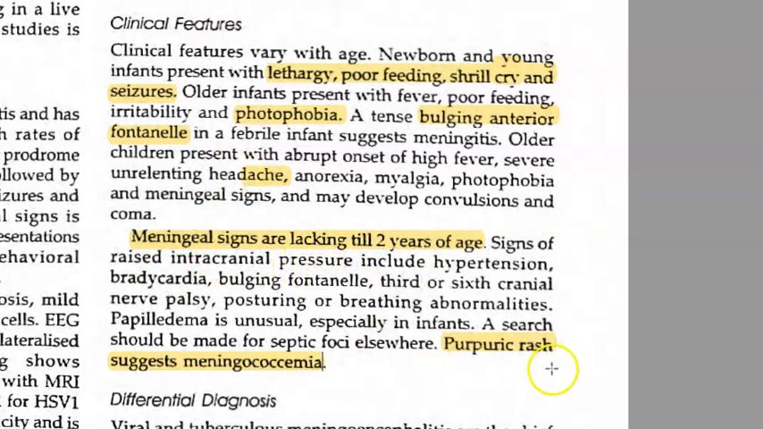If there's a purpuric rash, then it is meningococcemia. That is the coccus, Neisseria meningitidis. Okay, be very careful about that. So these are the clinical features. If there is a rash, think of Neisseria meningitidis also.